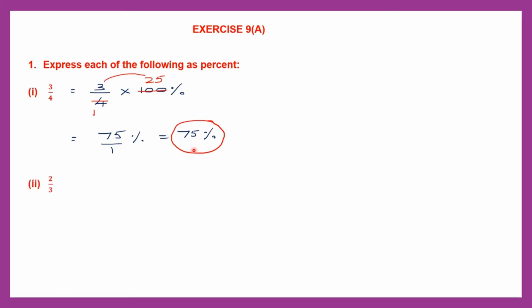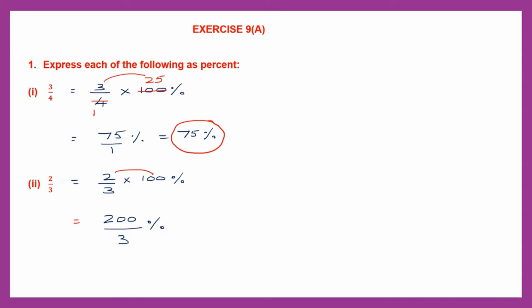Let's look at the second one. Second one is 2 by 3. It's a fraction. So we're going to multiply this fraction 2 by 3 by 100 and we have the percentage symbol. So here also we can cancel. But as you can see, I cannot cancel 3 and 100. So I'm going to multiply my numerators. So what do I get when I multiply 2 into 100? I'm going to get 2 into 100 is 200. And my denominator is 3. So 200 by 3%. Now this is an improper fraction as you can see.